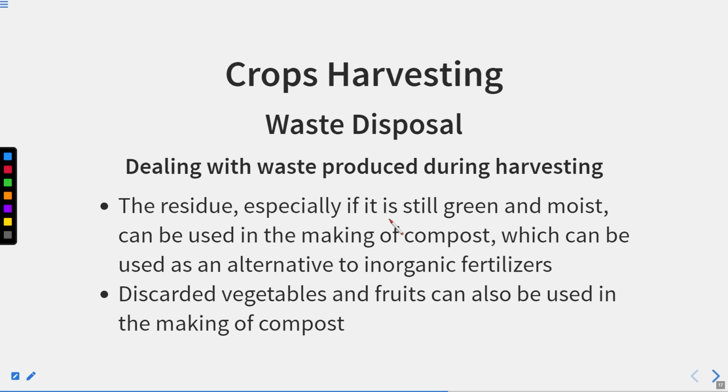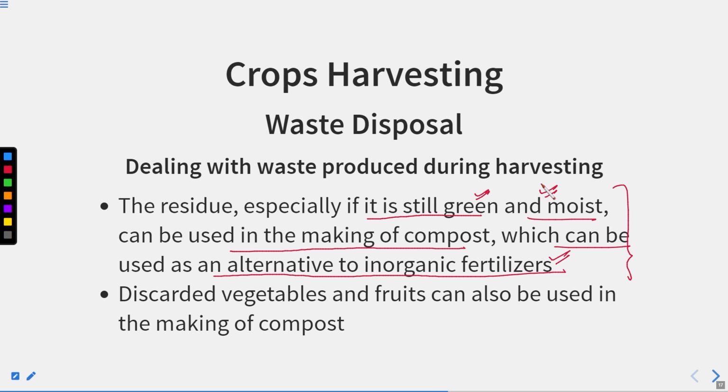The residue, especially if it is still green and moist, can be used in the making of compost, which can be used as an alternative to inorganic fertilizer. Now, this is a very good option. Whatever waste is green, the leaves, the fruits, the twigs that are still green and moist, containing some water, can be used for making compost.